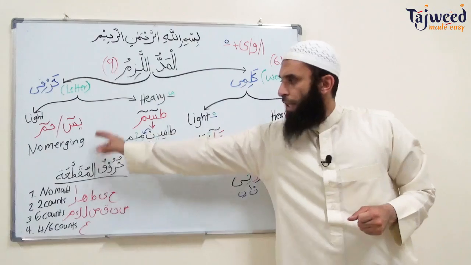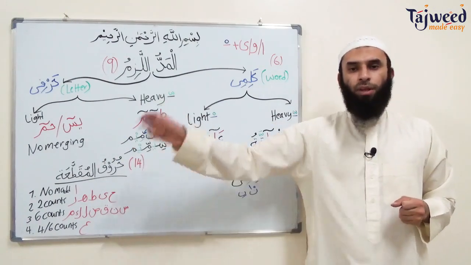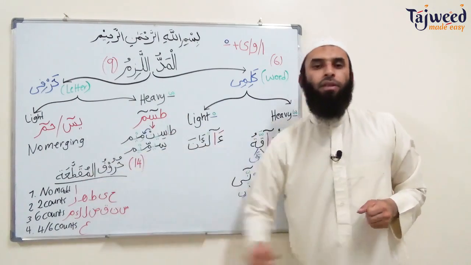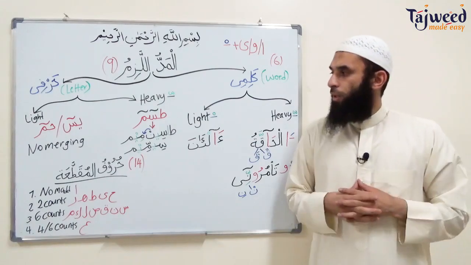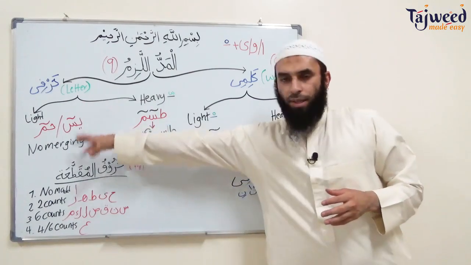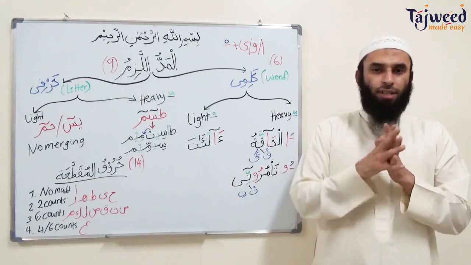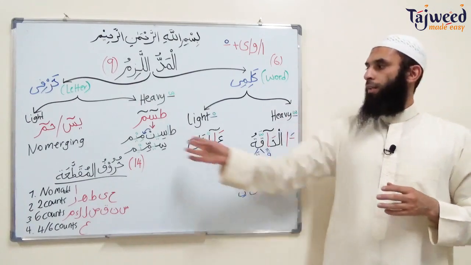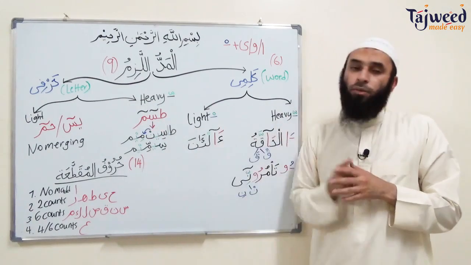When we don't merge, like yasin, hamim, taha, and so on, the other letters of the huruf mad, this comes under light. So heavy is when there's a shadda, there's merging, similar to this one. And light is when there's no merging, which is similar to this one, basically.